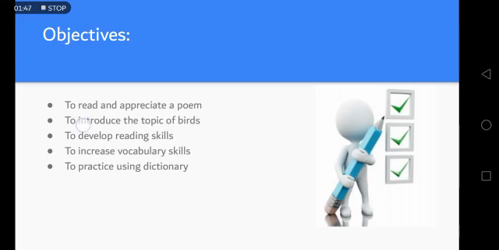Objectives. Objectives means aims and targets. Regarding this unit or poem, we have to read and appreciate a poem. We have to introduce the topics of birds. We have to develop reading skills to increase vocabulary skills, and we have to practice using dictionary.